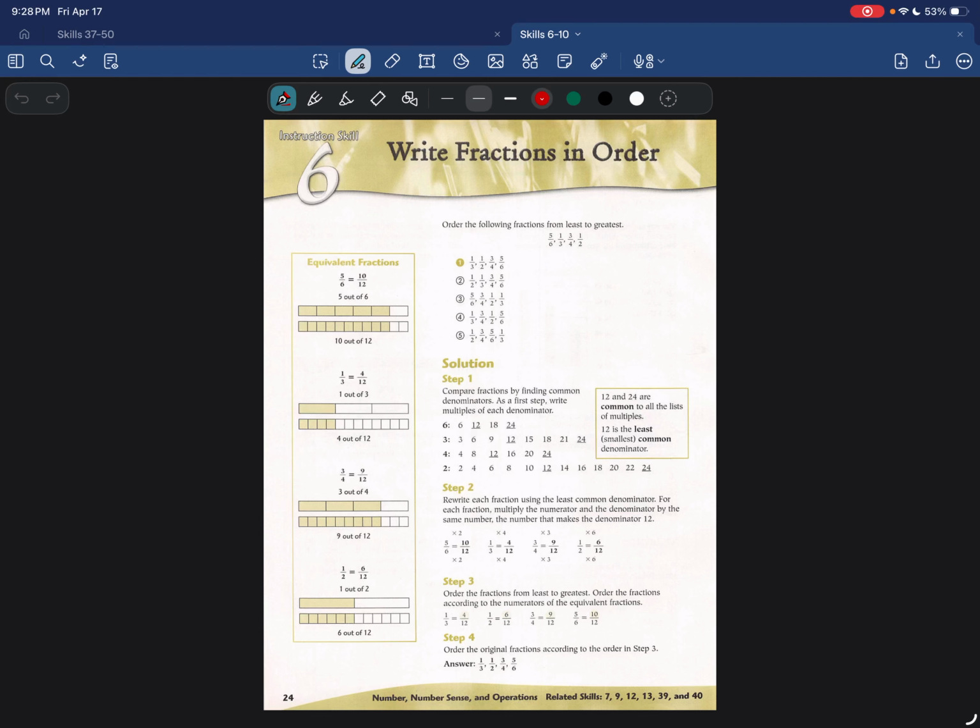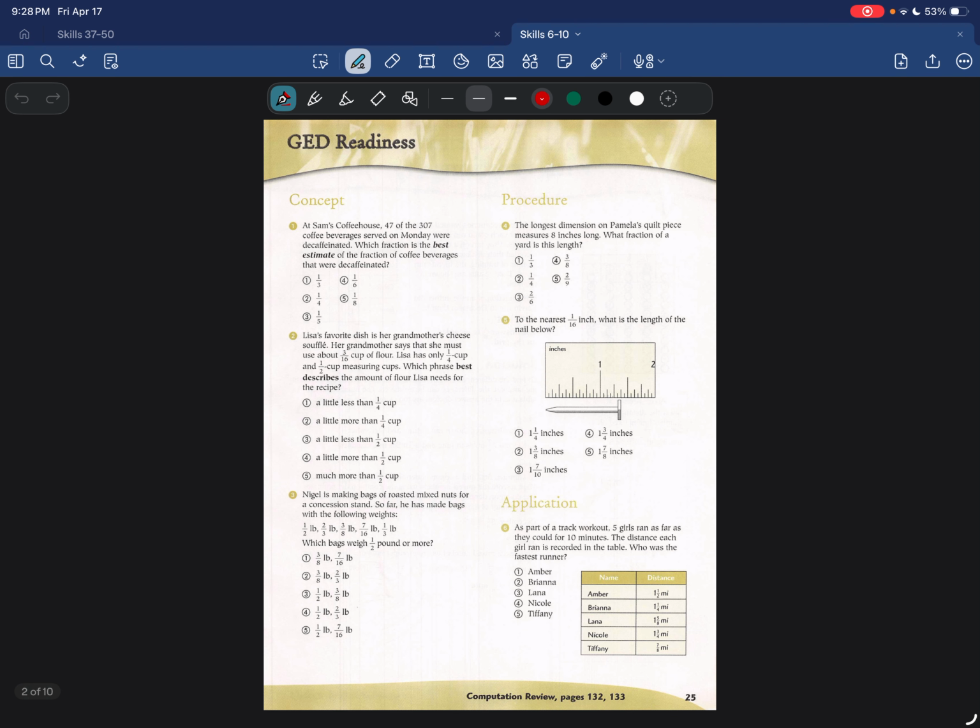This is instructional skill 6, and we are talking about writing fractions in order. This is page 24 in the textbook, and if you have not already done so, I would encourage you to do computation review pages 132 and 133.